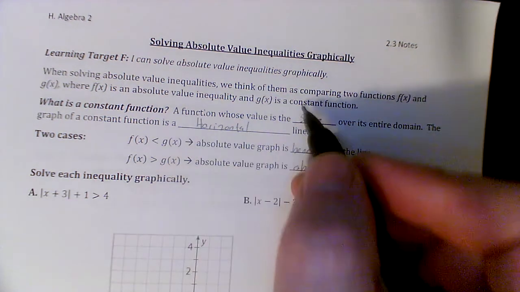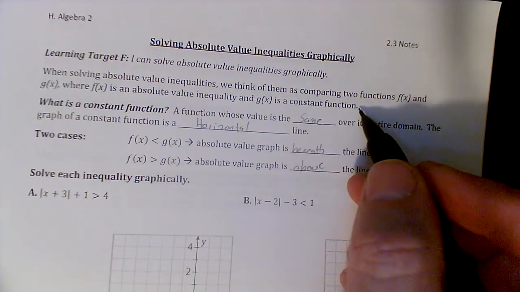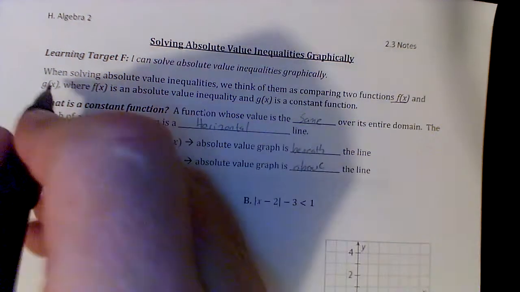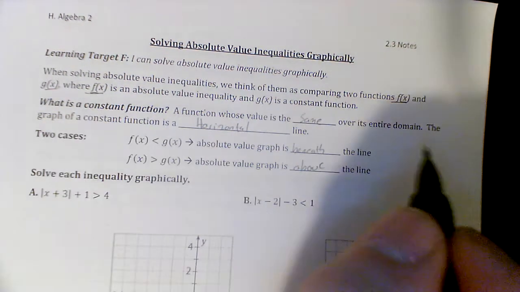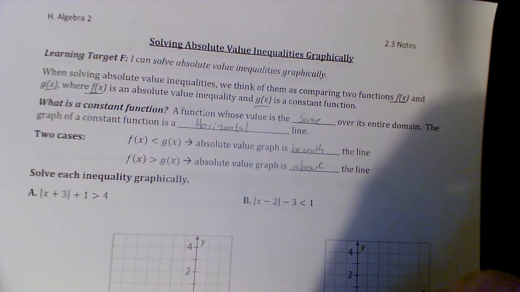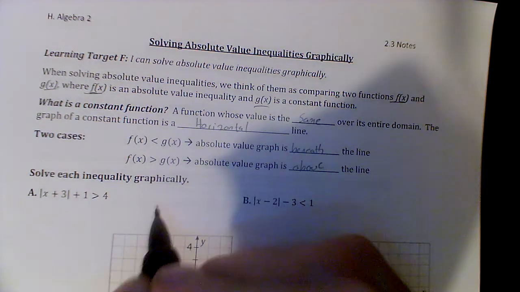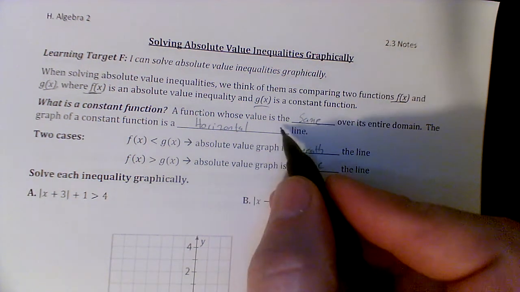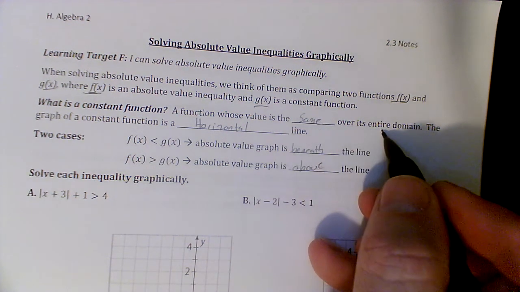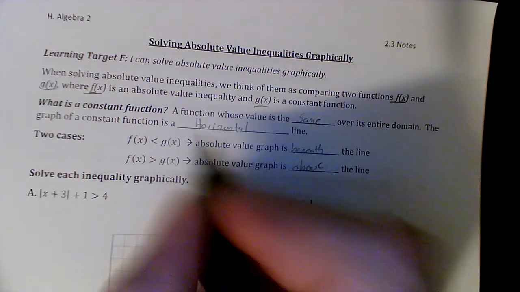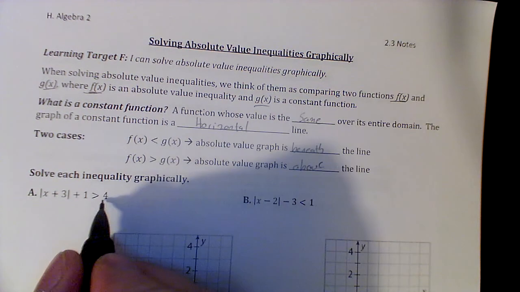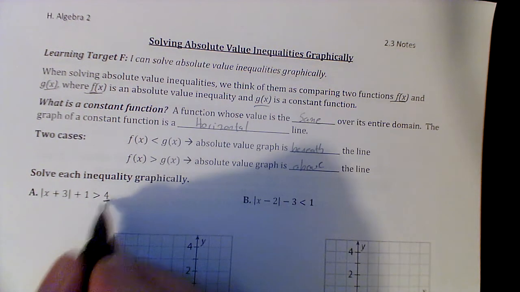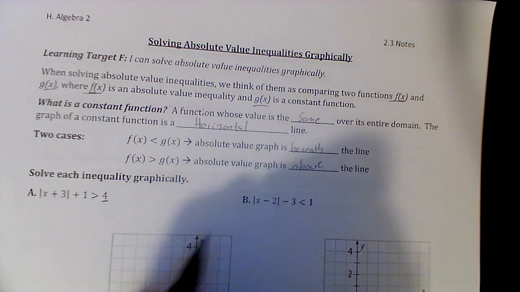When solving absolute value inequalities, we think of them as comparing two functions, f of x and g of x, where f of x is the absolute value and g of x is the constant, right? So we'll be talking about that very soon here. A function whose value is the same over its entire domain is the constant function, and this is a horizontal line, which we're going to show you when we graph 4 down here. We're going to graph g of x equals 4.